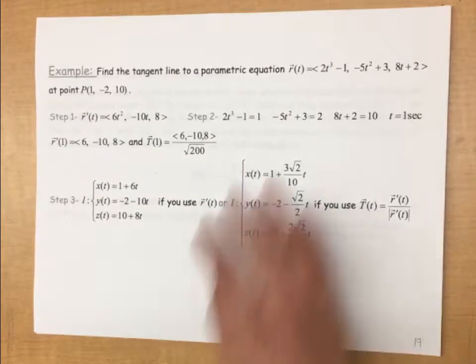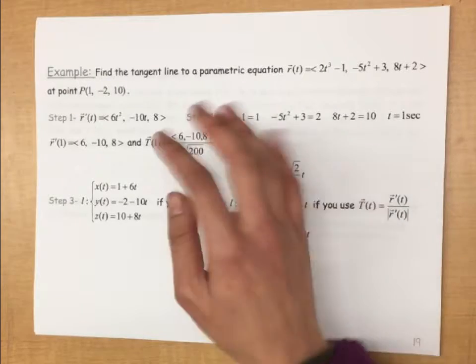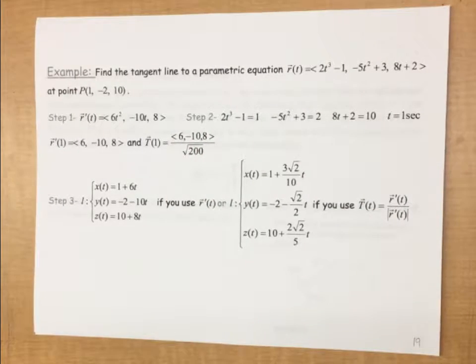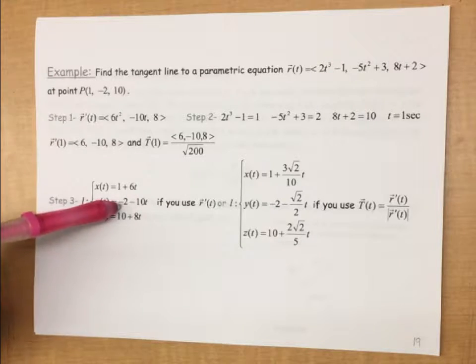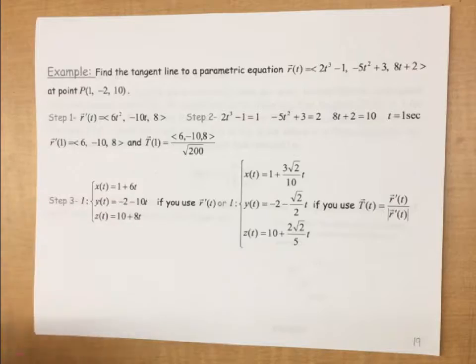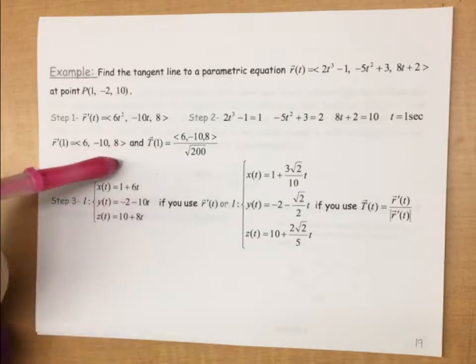And then T of 1 comes out to 6, negative 10, 8 over the magnitude, which is root 200. And then we take all of this and find the equation of the line. And so we have 1 plus 6t, and then negative 2 minus 10t, and then 10 plus 8t.